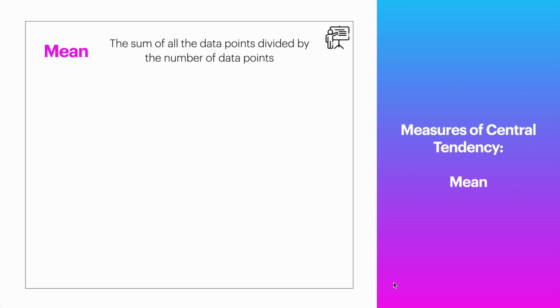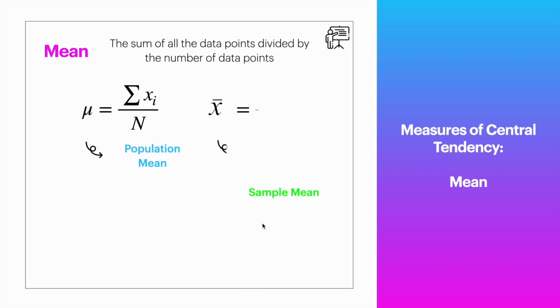The mean is calculated by dividing the sum of all data values by the number of the data values. The mean is denoted differently for populations and samples, as you can see. The mean for populations is the Greek letter mu, and for samples it is x bar. The capital letter N is the number of values for a population, and the small letter n is for samples.